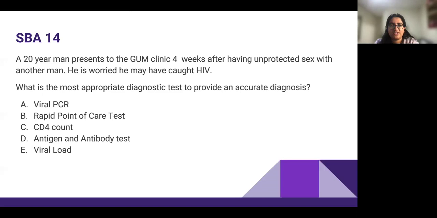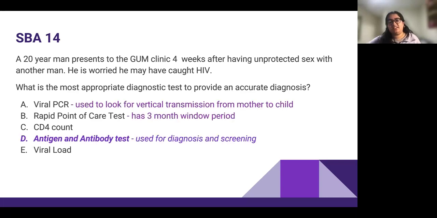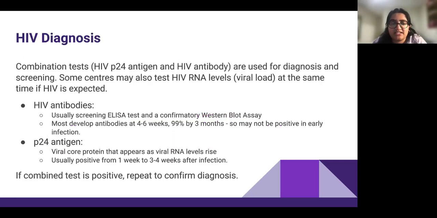And then if you look at this question, which is a 20-year-old man presenting to GUM clinic after having unprotected sex with another man, he's worried that he may have caught HIV. What is the most appropriate diagnostic test to provide an accurate diagnosis? So like I said, the antigen antibody test, which is now just a blood test, is used for diagnosis and screening, and it's the best test.